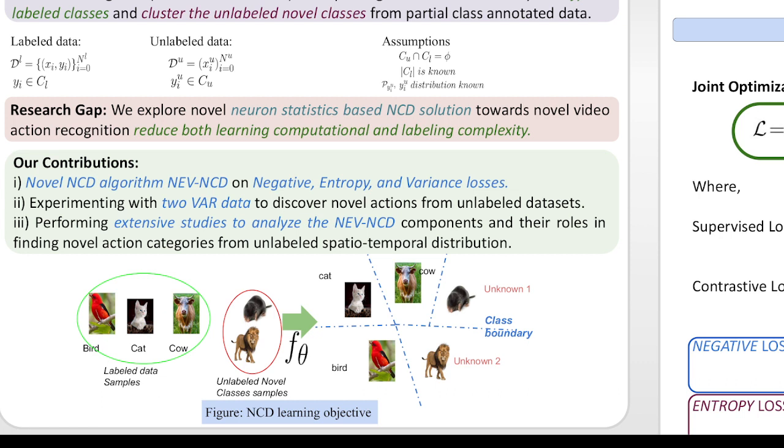In this study, we address the research gap of current NCD approaches and explore neuron statistics-based solutions to novel spatiotemporal action class discovery that reduces both labeling complexity and cost. To this end, we propose a novel NCD algorithm, NEV-NCD, using negative entropy and variance regularization. We experimented with two video action recognition datasets to discover novel actions. We performed extensive studies to analyze the NEV-NCD components of its loss function, architecture, and dataset assumption in identifying unlabeled spatiotemporal distribution.